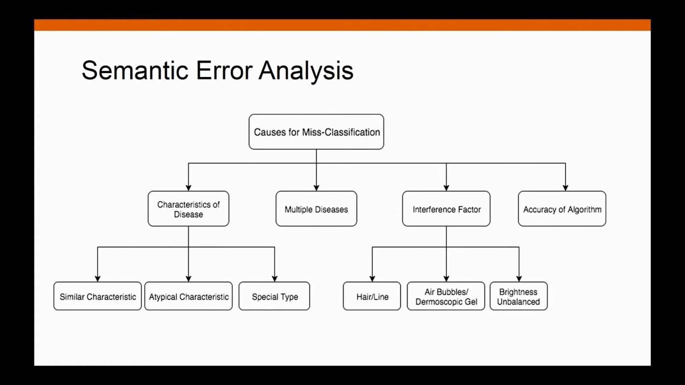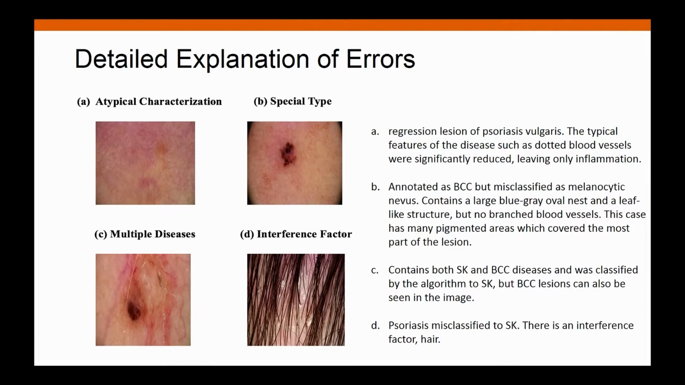So I'm going to further illustrate. Here's a detailed explanation of the error analytics. For figure A, we can see that it's actually psoriasis, but was misclassified. The typical features of psoriasis are not shown in this figure. The typical features of psoriasis, such as the dotted blood vessels, are significantly reduced. So we categorize this under the type of atypical characterization.